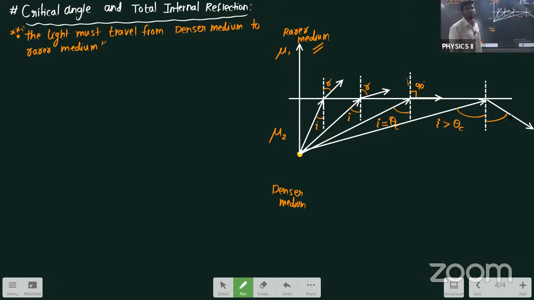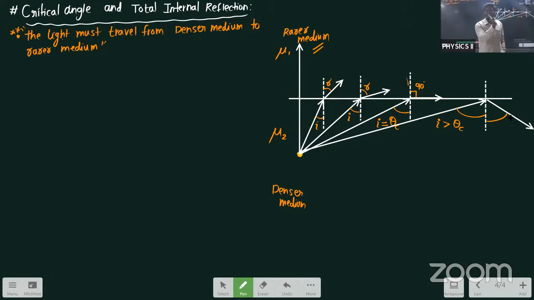If you are able to understand this diagram, you can easily write down the answer. I have considered two different media. One is called the rarer medium, the other the denser medium. What is the condition for critical angle and total internal reflection? The light must go from denser medium to rarer medium. So whenever a light ray is going from denser medium to rarer medium, the refracted ray will move away from the normal.